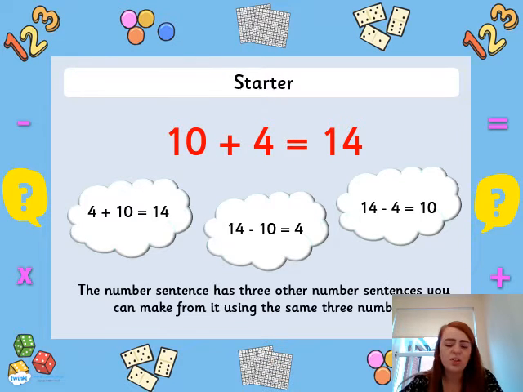And it shows us that here, so there's 3 other number sentences, and all the number sentences, boys and girls, is a calculation. So, and it all uses these 3 same numbers.